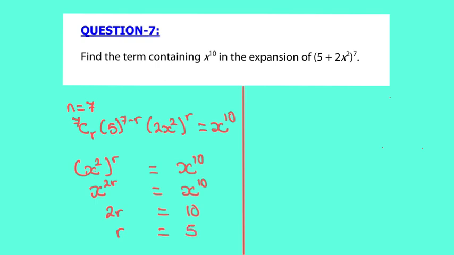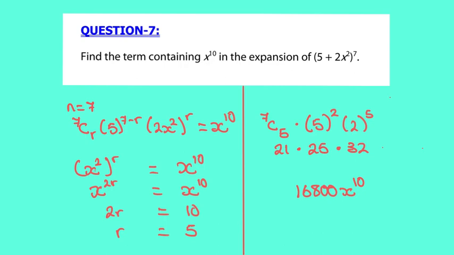Now we can work out the coefficient of x to the power of 10. So we've got 7 choose 5 times 5 to the power of 7 minus 5, which is 2, times 2 to the power of 5, which is equal to 21 times 25 times 32, which is equal to 16,800x to the power of 10.